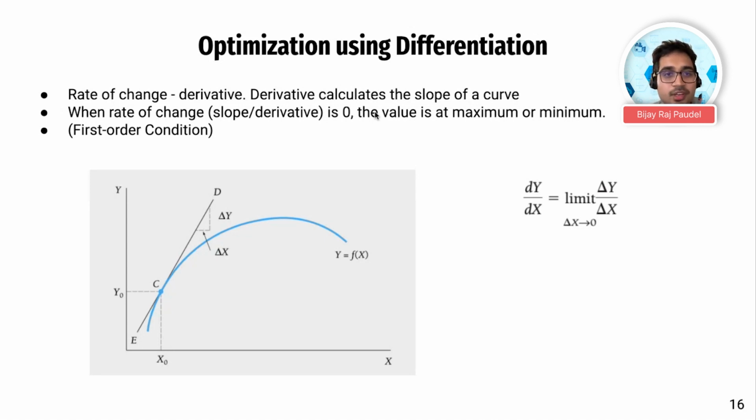Many of you must be familiar with derivatives. So what does a derivative actually do? A derivative calculates the slope of a curve. For example, if you have a curve and you calculate a derivative at a point, the derivative will always be at some point. You will get the slope of that curve at that particular point. The more fancy term is that you get the slope of the tangent through that point.